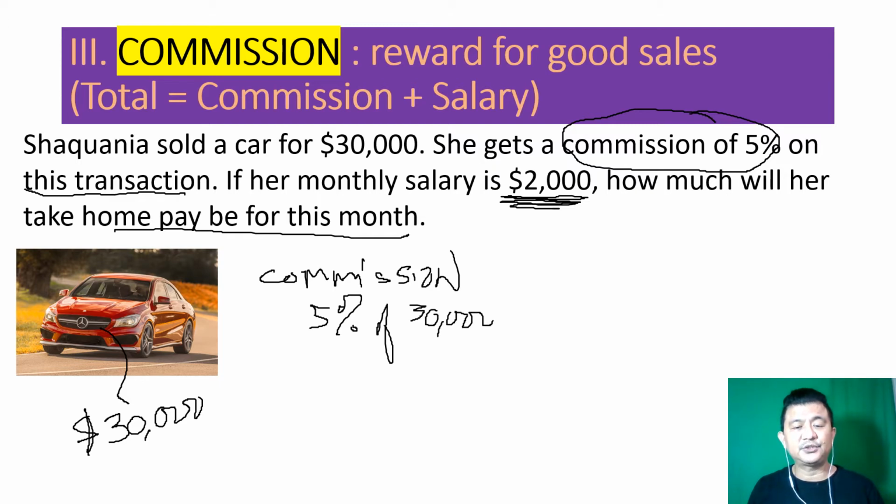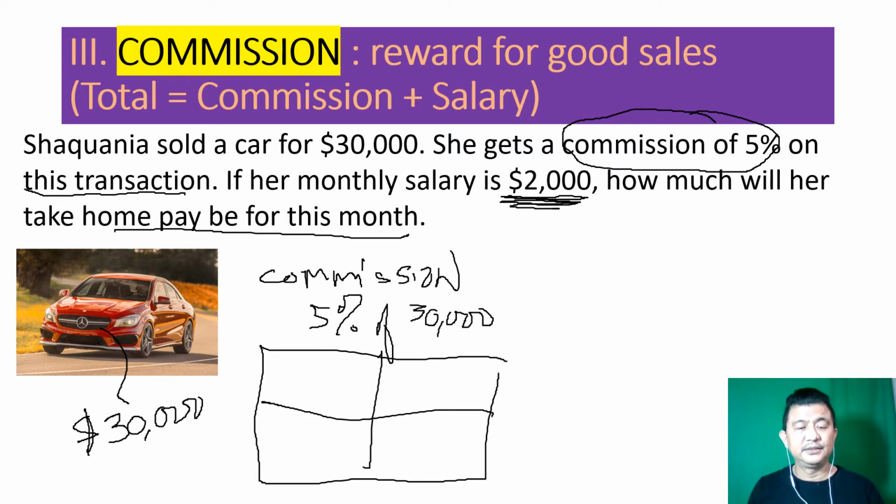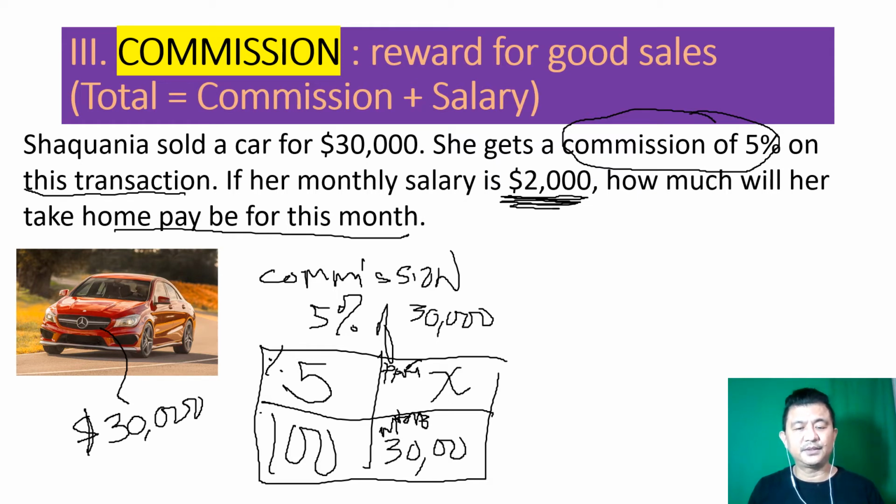Okay, let's try another way. Let's try the proportion way. I put this, okay, the percent, remember, is over 100 all the time. The part is over here, and the whole is over there. Okay, let's label that. I need 5%, so 5 goes there. The part is the X, the whole is 30,000.